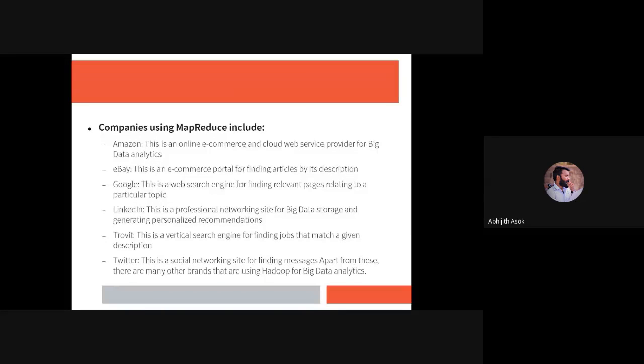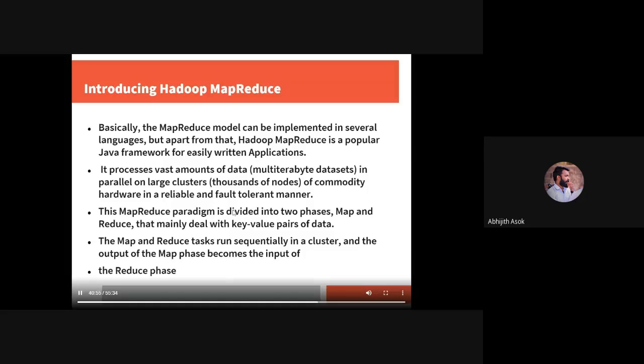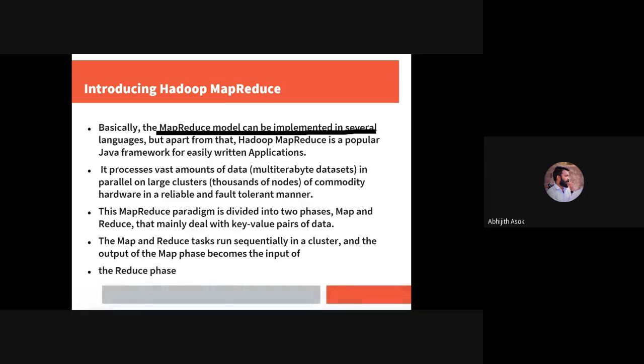Companies using MapReduce include Amazon, eBay, Google, LinkedIn, Trovit, Twitter. Introducing Hadoop MapReduce. The MapReduce model can be implemented in various languages. Java framework is a popular one.